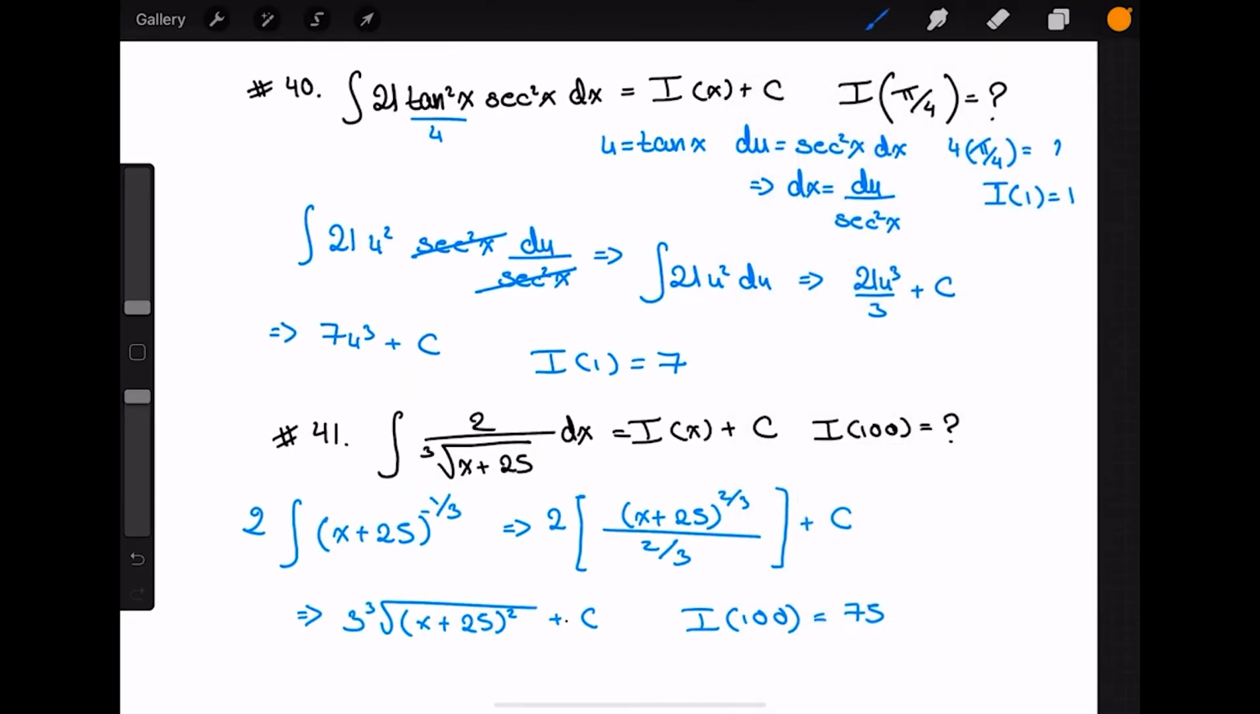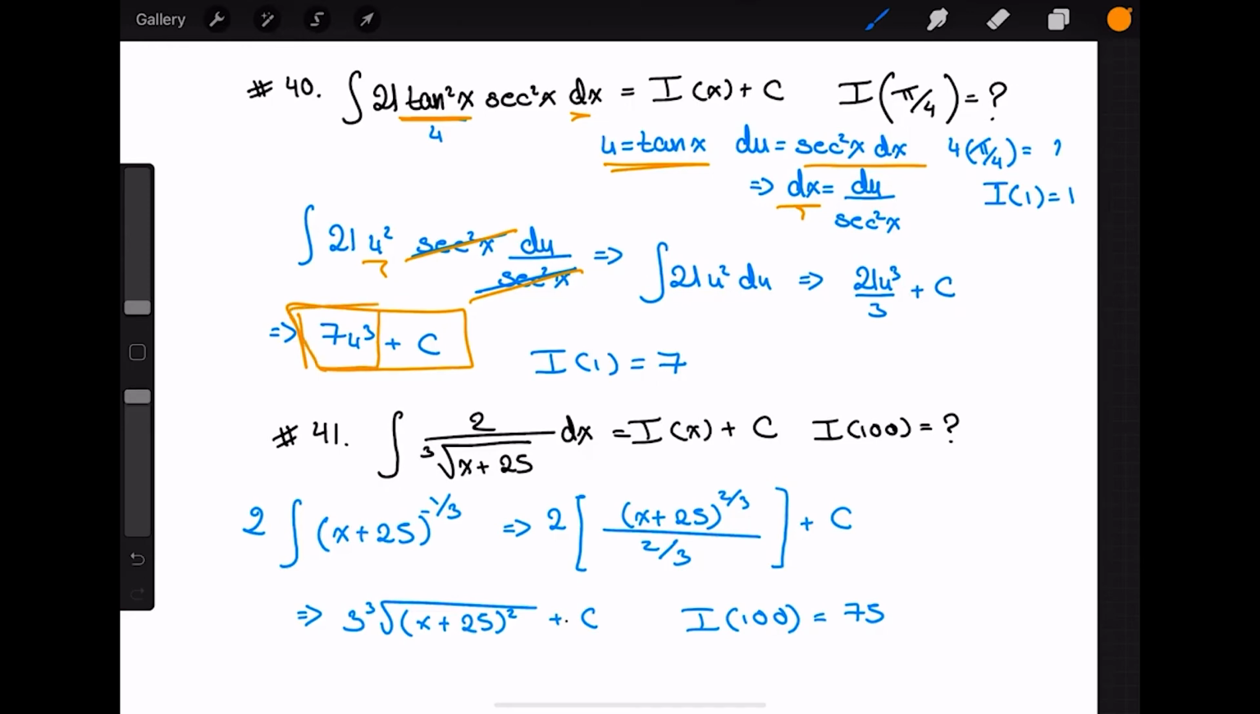Moving on to question 40. Again, we will be using the substitution method. So in this case, you'll take tan x as your u, as you can see. Find its derivative, which is secant squared x. Isolate the dx, you would get du over secant squared x. Substitute into the formula, so tan x will become u squared right here, as you can see, and dx will become du over secant squared x. The secant squared will cancel out, so we'll be left with 21 u squared du. Then if you were to integrate it, you'll be left with 7 u cubed plus c.